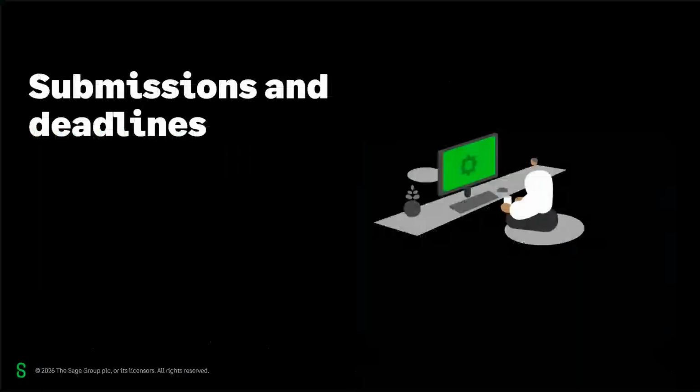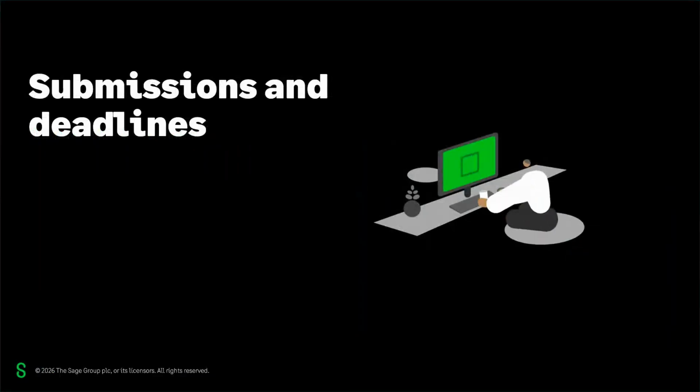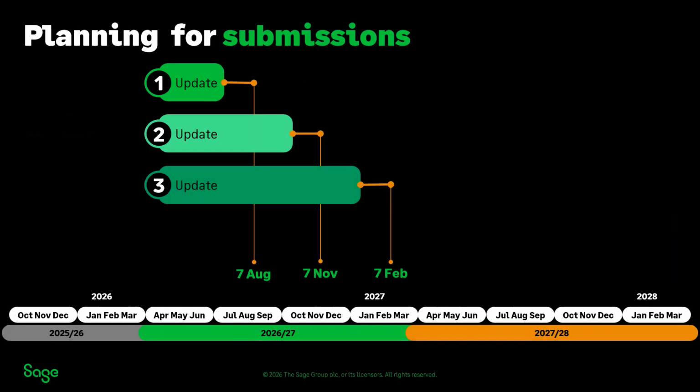Okay, so let's move on to submissions and deadlines. The update periods for the quarterlies are by default aligned to the tax year. For example, we have on the left the standard, and then on the right the calendar update period. You can align to either one, but typically it is the standard update periods.